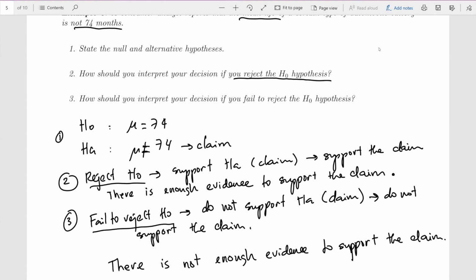And from these decisions, you can try to come up with the right way to state your decisions, right? Whether you have enough evidence to support the claim or not.